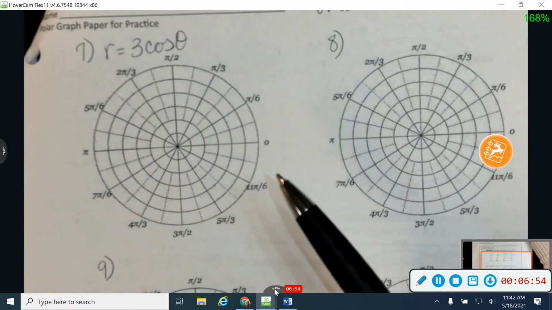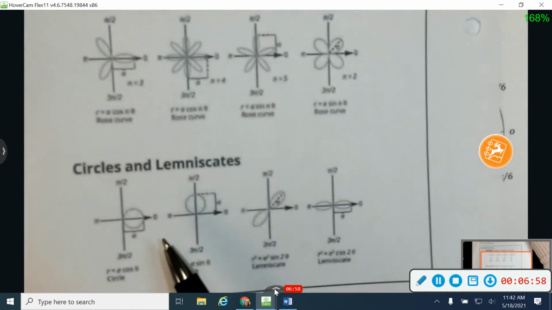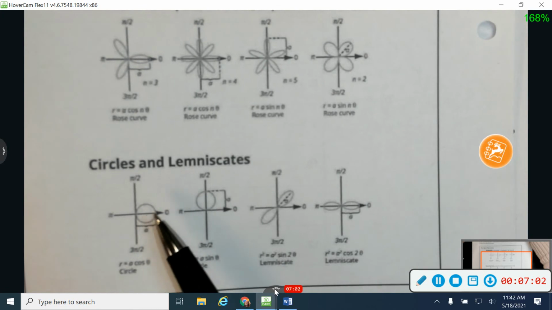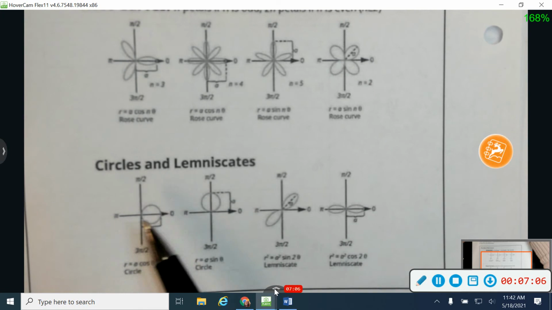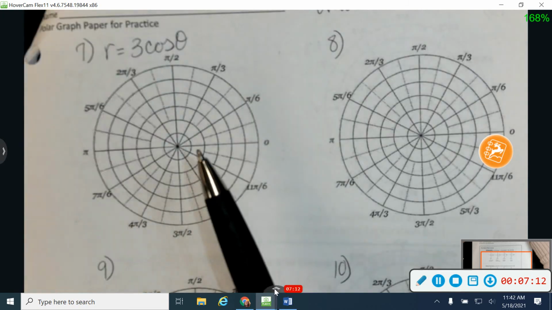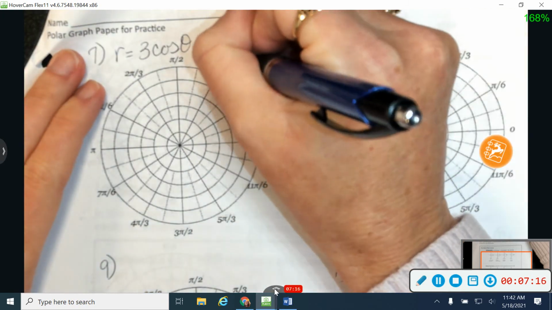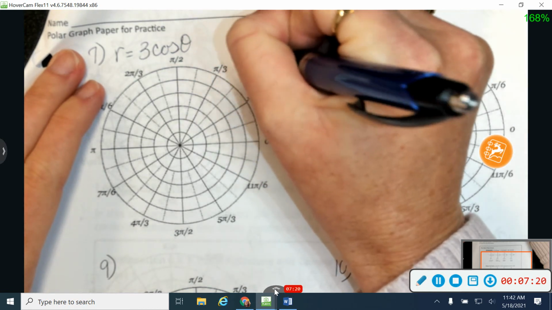This one's a circle that's using cosine. Because it's cosine, I know that it's going to be on my x-axis. If it's positive, it's going to be positive. If it's negative, it's going to be over here negative. And finally, I know that A, the number in front, is going to be my diameter. So what's the diameter on number 7 going to be? 3. Good. My diameter is going to be 3.